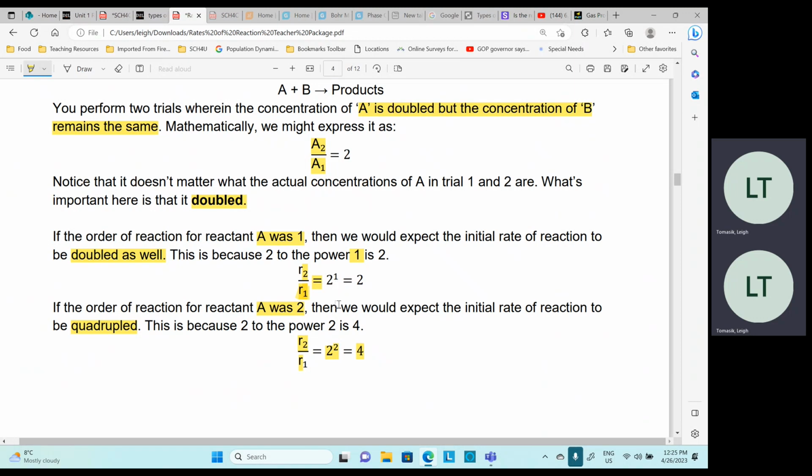Your reaction can go twice as fast, and your exponent will be 2 to the 1, so it'll be 1. It can go 4 times as fast, in which case the exponent will be 2. It can go 8 times as fast, in which case the exponent will be 3. So you have to know your powers of 2 here, but nothing above 3.